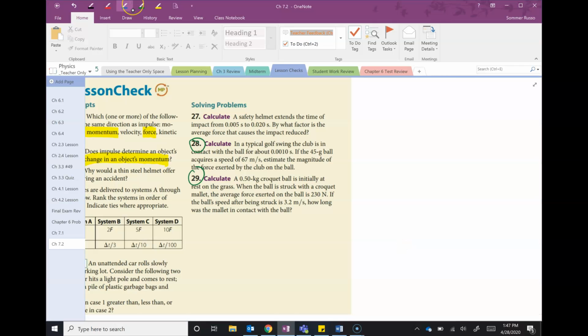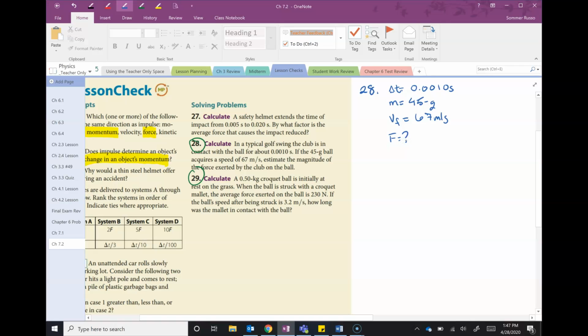All right. So that goes ahead and brings us to number 28. For number 28, we're doing some calculations. In a typical golf swing, the club is in contact with the ball for 0.0010 seconds. So we have a time interval of 0.0010 seconds. We have a 45-gram ball, and we have a final speed of 67 meters per second. We want to know the magnitude of force exerted on the ball.